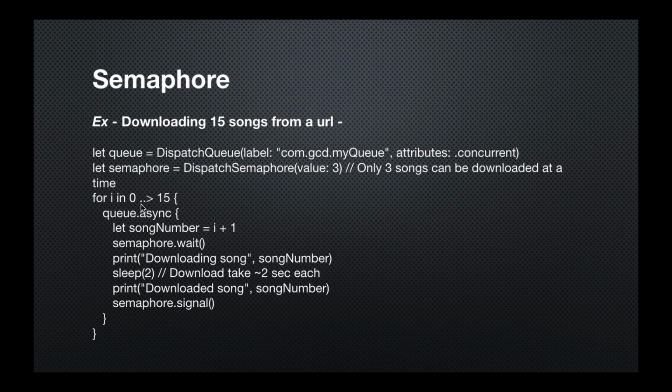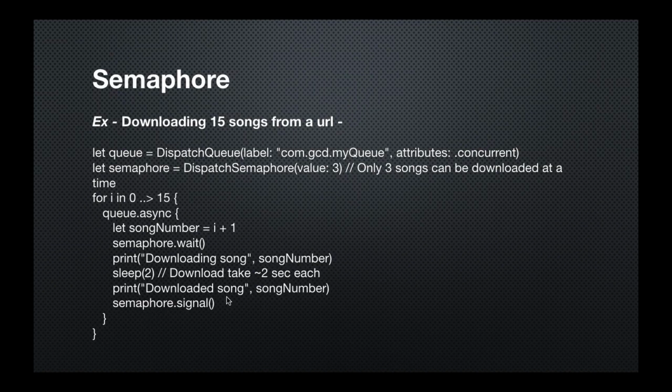We'll create a for loop, and then in an asynchronous block we will be downloading the 15 songs. In the asynchronous block, let song number be i plus 1, then semaphore wait. So first semaphore wait, and then print downloading song number, and sleep for 2 seconds, because it takes 2 seconds to download each song. Once the download is done, we'll print the song number which was there.